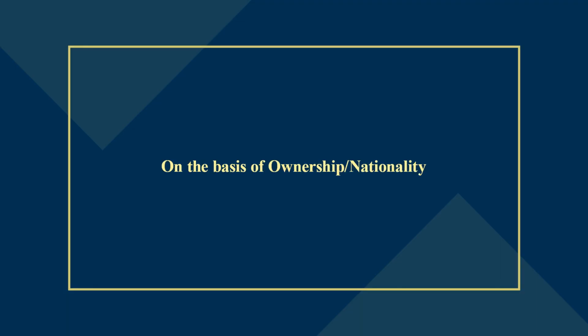Then comes the categorization on the basis of ownership or nationality. On the basis of ownership, companies can be divided into governmental and foreign companies. Government companies are those types of companies in which 51% or more of the paid up share capital is held either by the central government or the state government, or partly by the central government and partly by the state government. Such types of companies are called government companies under Section 2, subsection 45 of the Act of 2013.